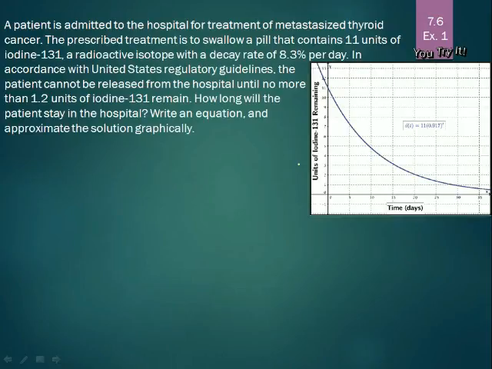A patient is admitted to the hospital for treatment of metastasized thyroid cancer. The prescribed treatment is to swallow a pill that contains 11 units of iodine-131, a radioactive isotope with a decay rate of 8 3/10% per day.